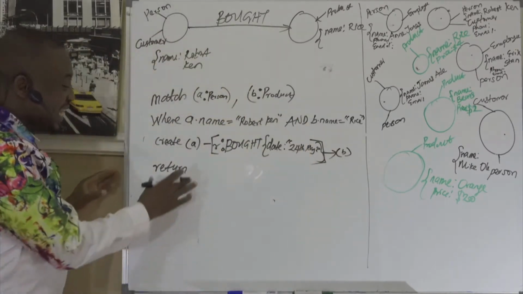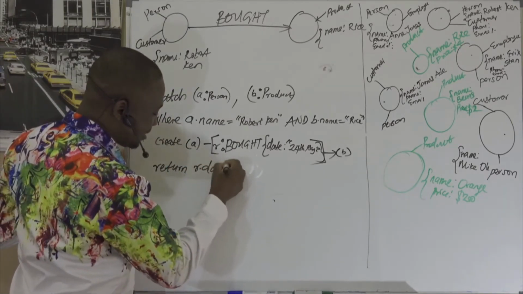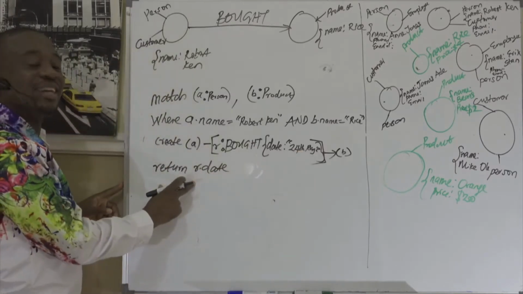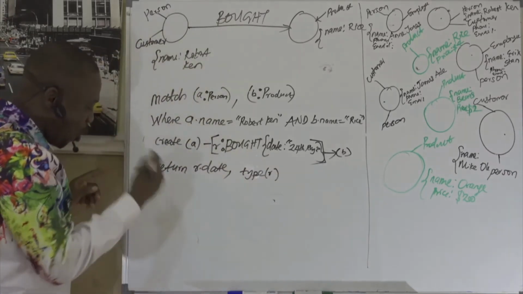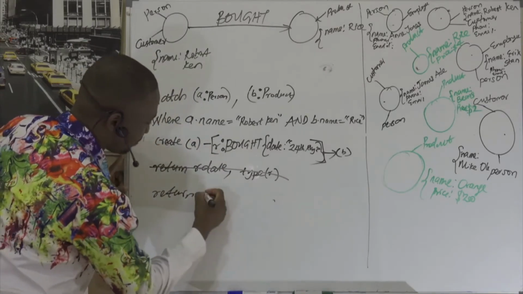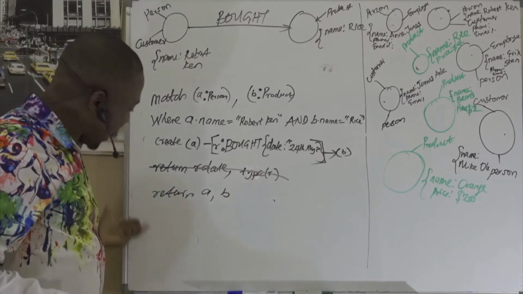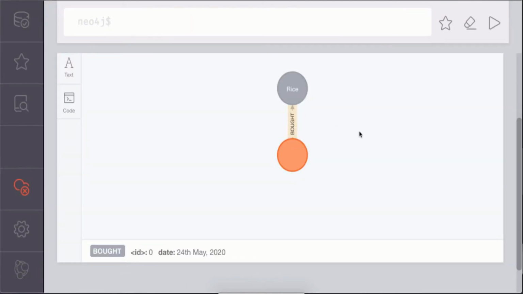See now? There I cannot return R dot date. To know the date, I can do it here. I can still do type R to give me the answer. Or I simply neglect this line and simply say return, I want to see the picture, A and B, so that I can see what is going on between them in pictorial form. So now let's look at this and see what happened. Let's click. So this is the result. And the date they bought it, if I click the bought, it's showing me that it was bought 24th May 2020.